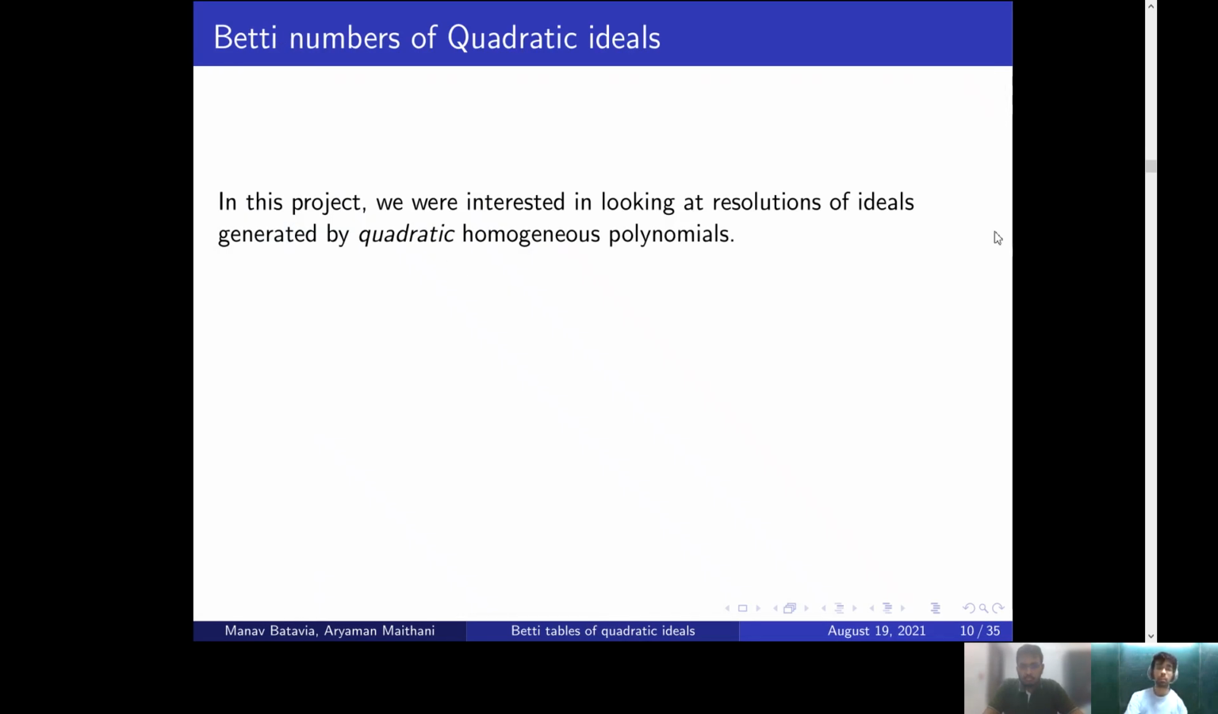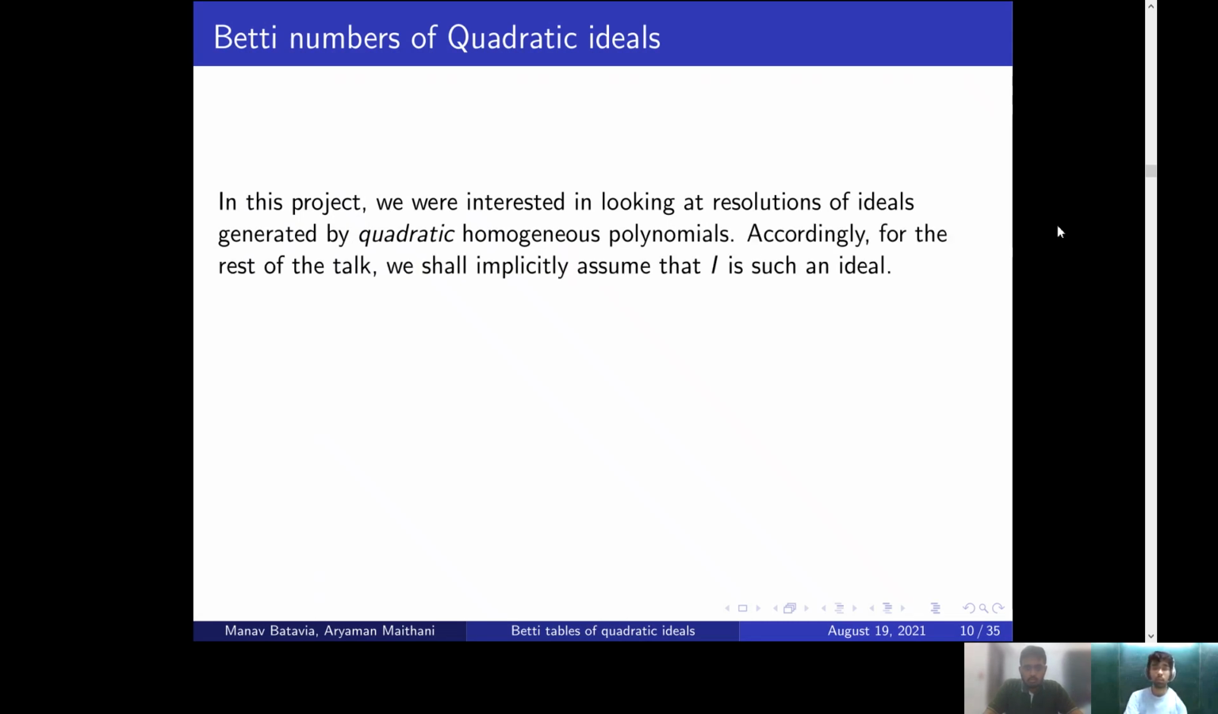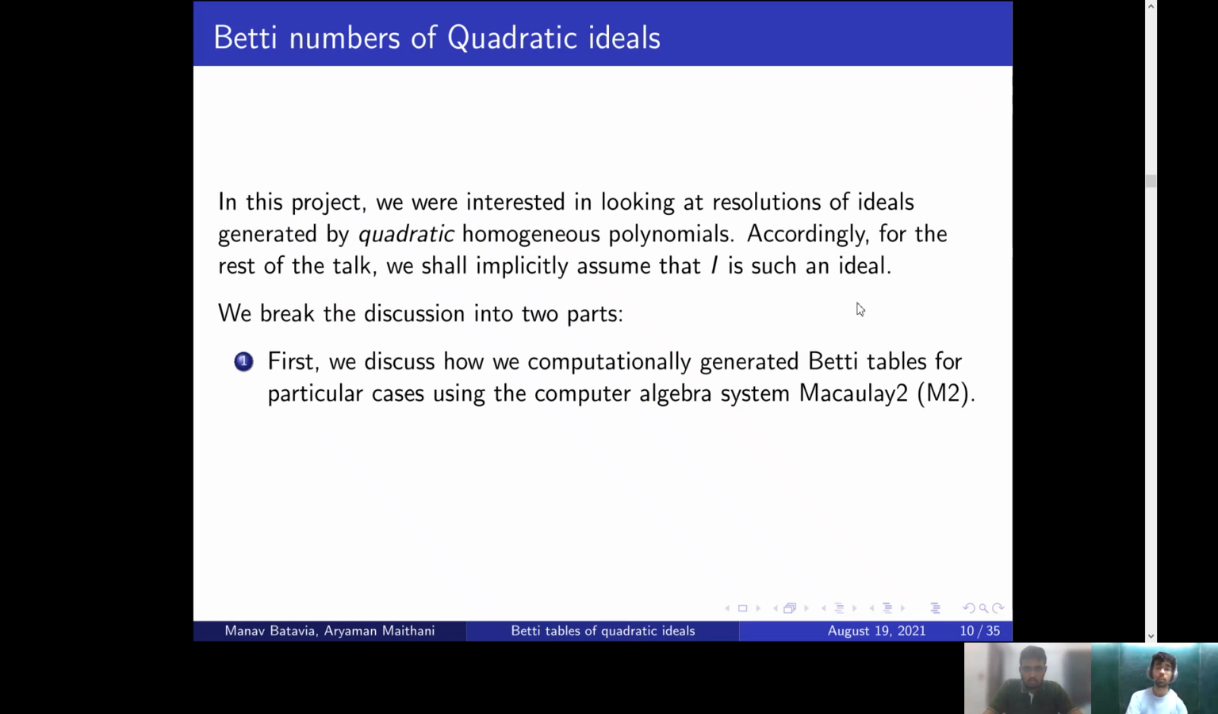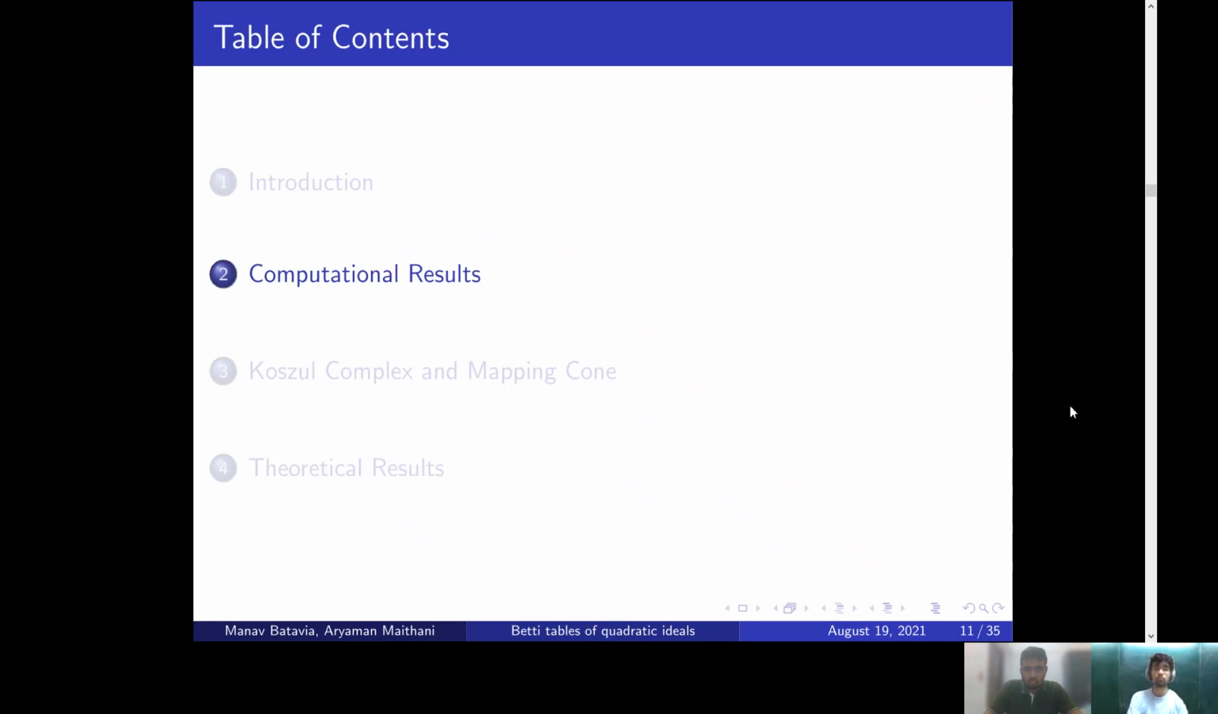In this project, we are interested in looking at resolutions of quadratic homogeneous polynomials. And we do it in two ways. First, we assume that I is going to be an ideal of this form. Then this discussion is broken up in two parts. The first is that we use the computer algebra system Macaulay2 to generate the Betti tables. And secondly, we prove some results by general theory.